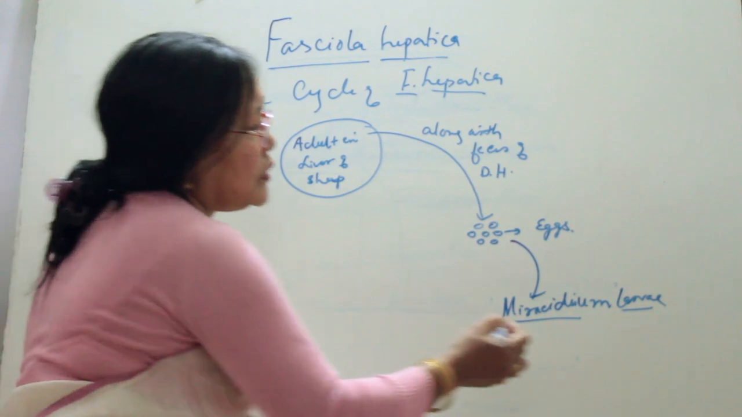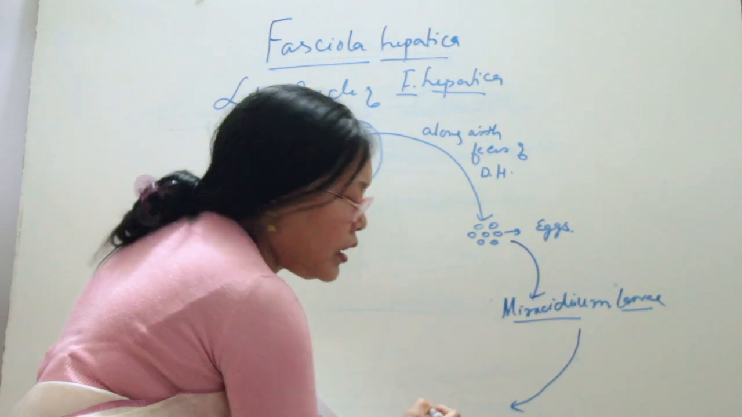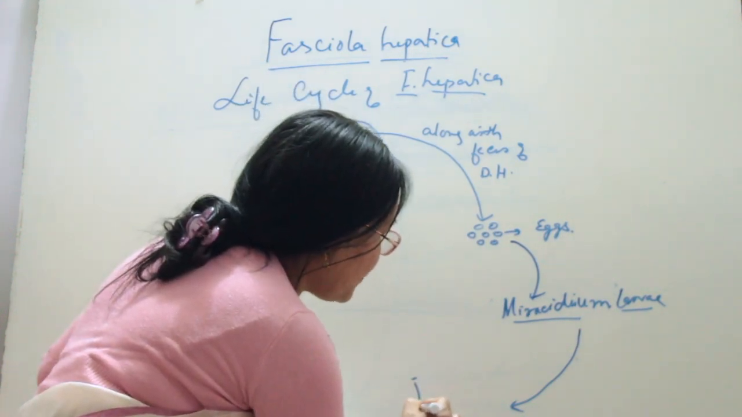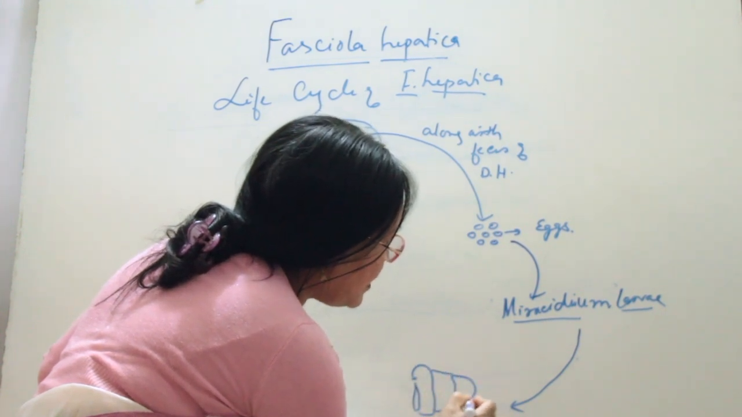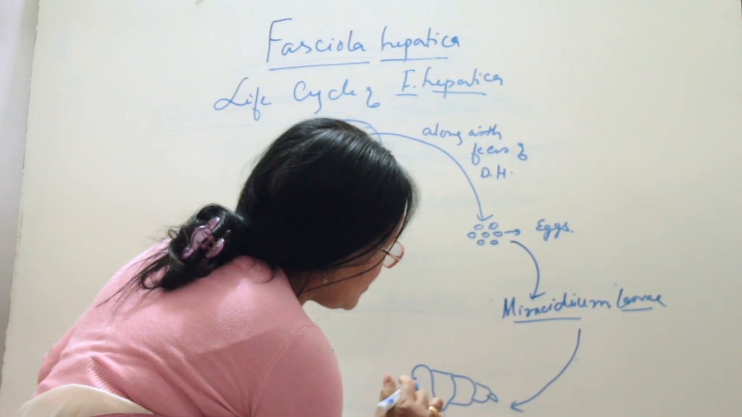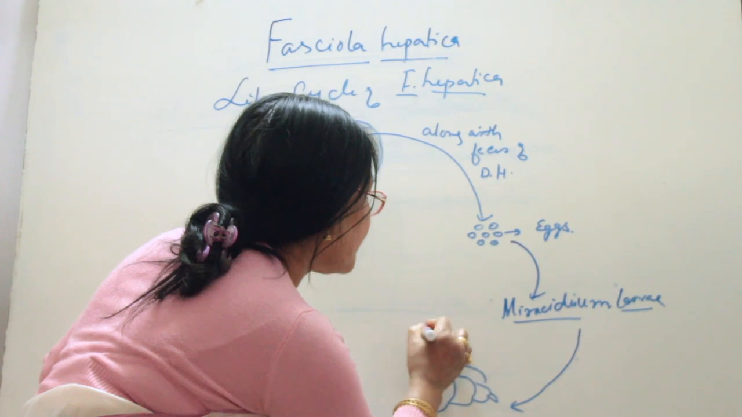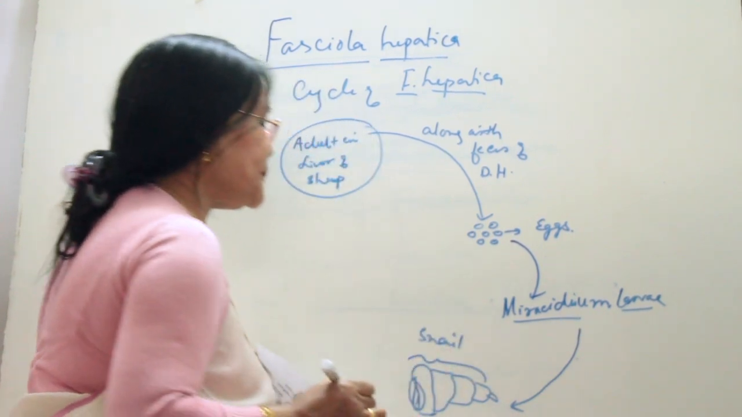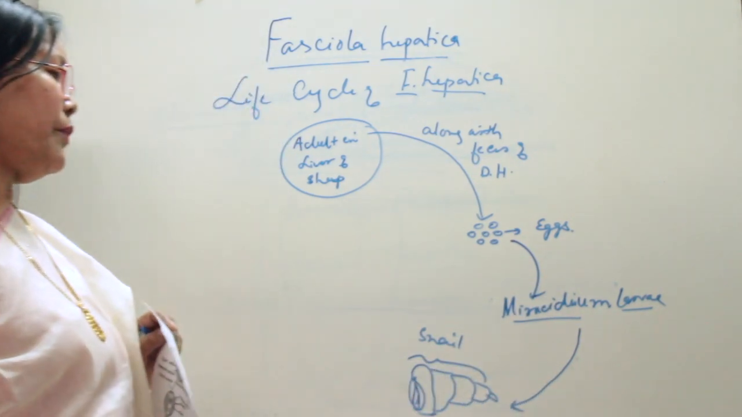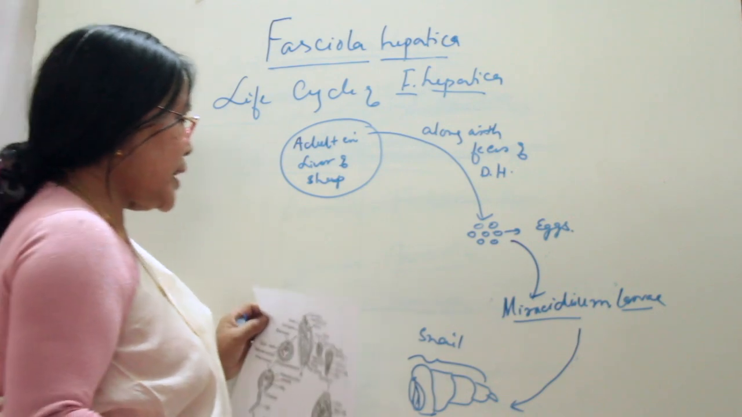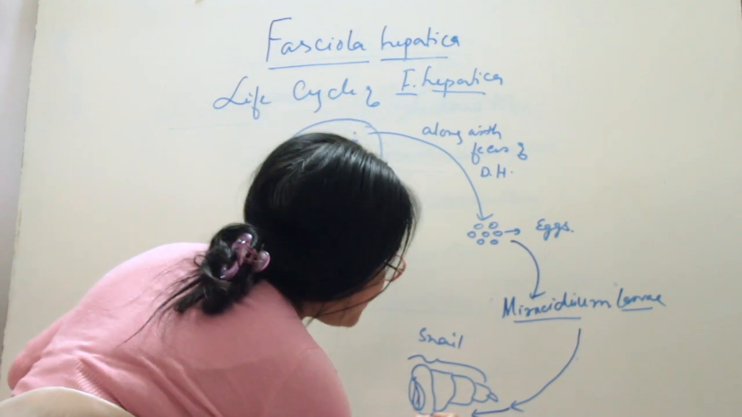Okay, so this miracidium larva enters inside the body of the freshwater snail. Come, I will draw the freshwater snail. This is the freshwater snail. This is the snail. Then this miracidium larva enters inside the body of the freshwater snail. Inside the body, this miracidium larva develops into the sporocyst.